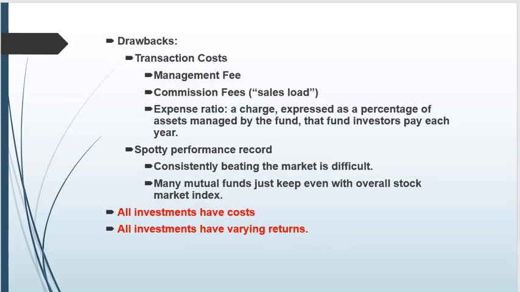On the downside, they have transaction costs. Well, I have news for this textbook and everybody else. All investments have transaction costs. They have management fees, commission fees. You can find out the relative cost of this with something called an expense ratio. But all investments have costs, and all investments have varying returns. So although there's no doubt that these expenses are there, and there's no doubt that returns change over time, right?